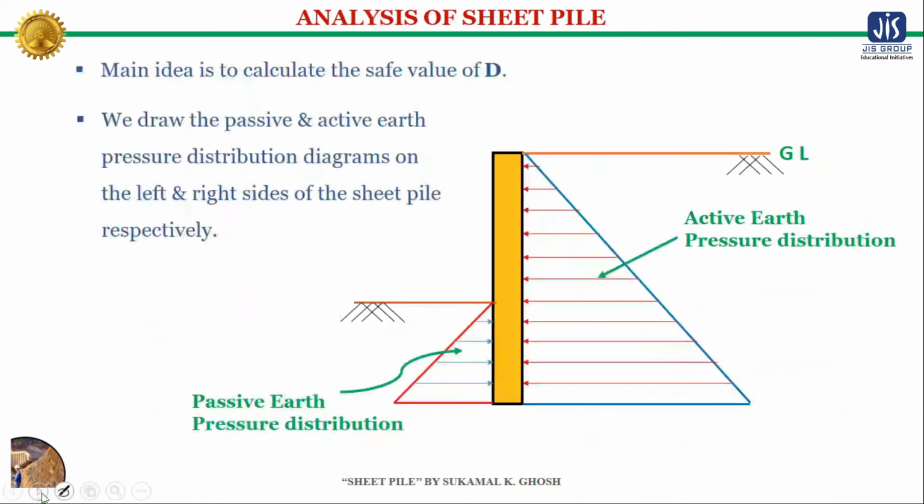Okay, now we are going to discuss the analysis of sheet pile. The main purpose of the analysis of sheet pile is to calculate or determine the depth below the dredge level. It means we need to calculate or determine this particular depth. So in the analysis of sheet pile, we will draw the active earth pressure distribution diagram at the right side of the sheet pile, and we will draw the passive earth pressure distribution diagram at the left side of the sheet pile. Basically this analysis is for cohesionless soil.